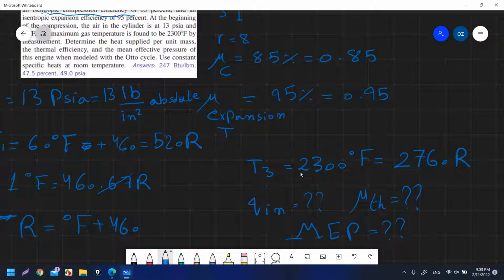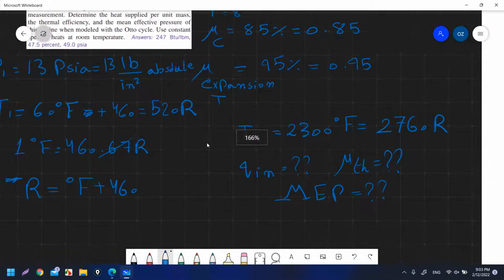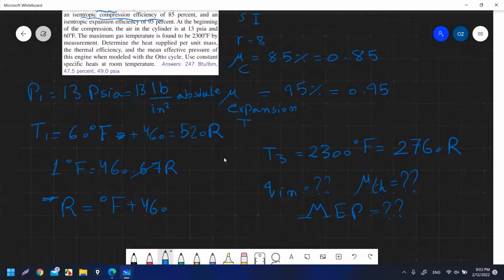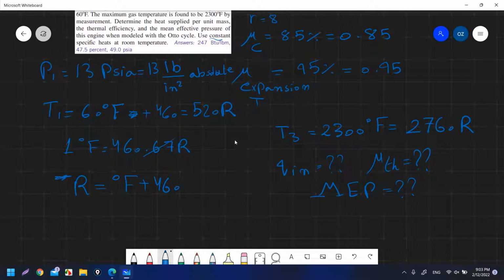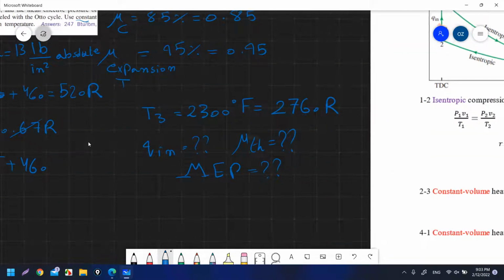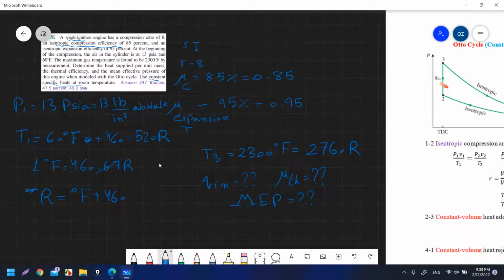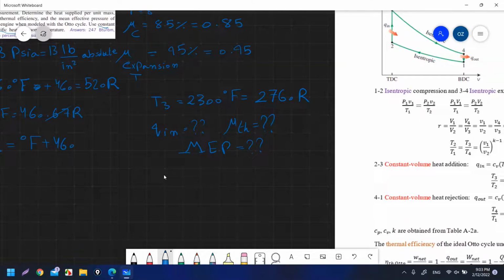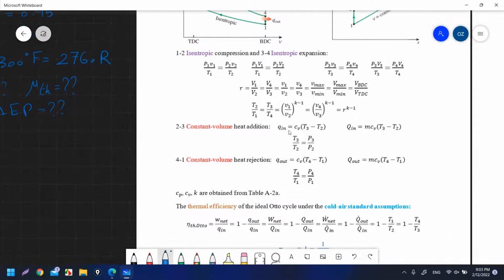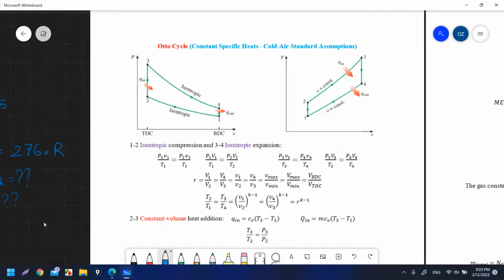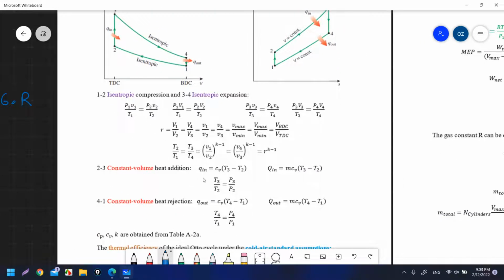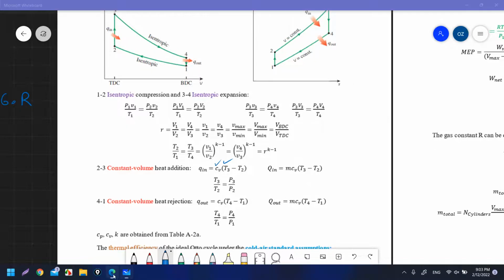I will solve using two methods, the constant specific heat and variable specific heat. In the question he said constant specific heat, so we will use this one first, then we will go to the variable specific heat, and we will see how to use the isentropic efficiency with each one of them. Let's start with qin. For constant specific heat, cold air standard assumption, we use this equation: qin is equal to Cv times (T3 minus T2). I have T3 and Cv. I can get Cv from the thermodynamics table.